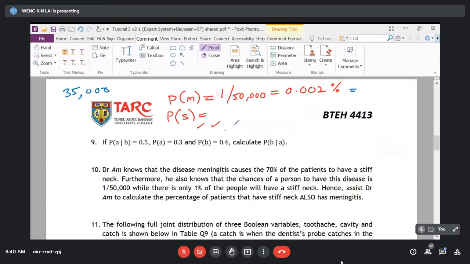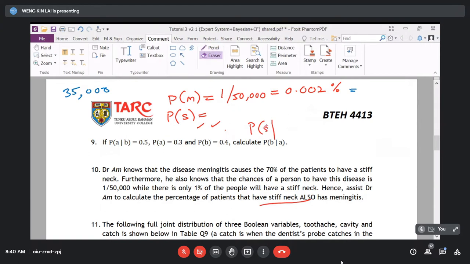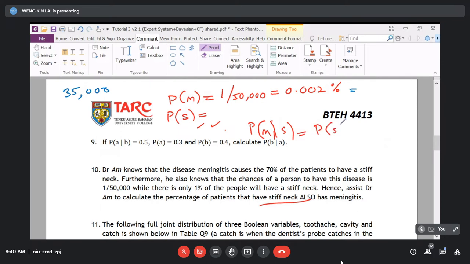Let's see now. We are trying to calculate this one. Sorry, they're very wrong. So I already have my, I have a stiff neck. What are the chances of me having meningitis? So this will be P of S over M multiplied by P of M divided by P of S.